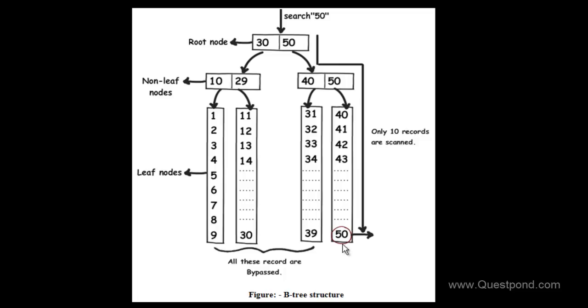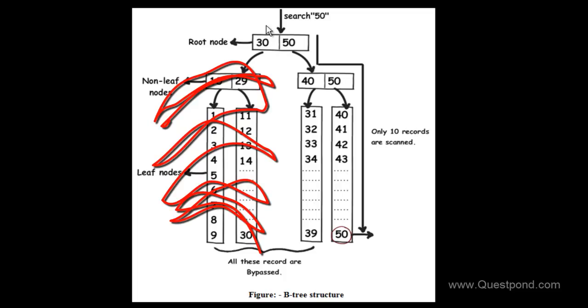Now let's say that you want to search 50 here. What will happen first is the search engine will start from the root node. The first question the search engine will ask is, is 50 equal to 30 or less than 30? Definitely 50 is not less than 30. So this complete node, with its non-leaf nodes and leaf nodes, will be completely bypassed from the search.